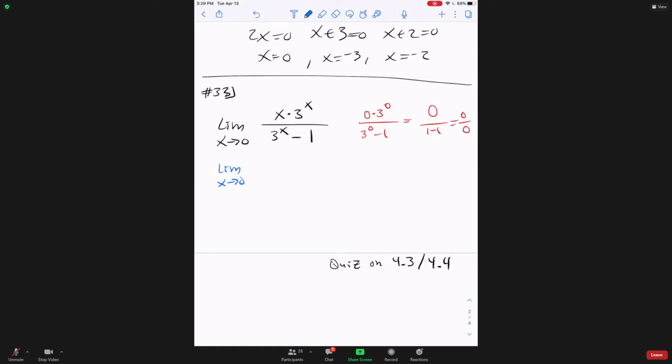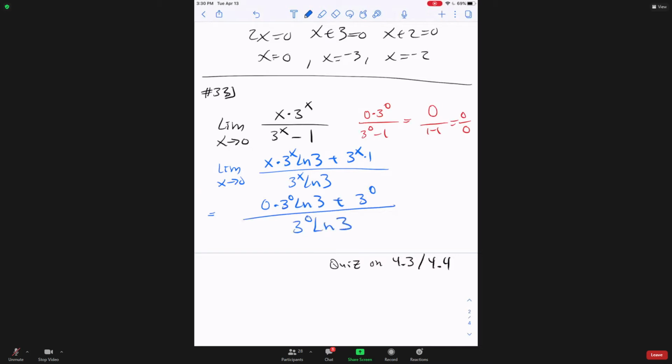So the top, you've got to use the product rule. First times the derivative of the second plus second times the derivative of the first, which is 1. All over the bottom. I was about to use the quotient rule and say all over the bottom squared, but now the derivative of 3 to the x is just 3 to the x ln 3. The derivative of minus 1 is 0. Now let's try plugging in 0. 0 times 3 to the 0 ln 3 plus 3 to the 0, over 3 to the 0 ln 3.